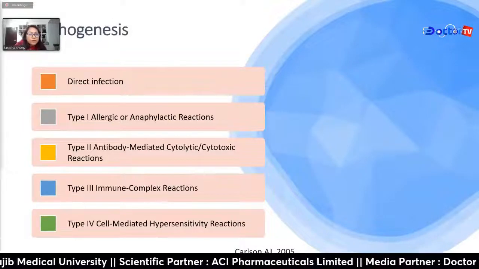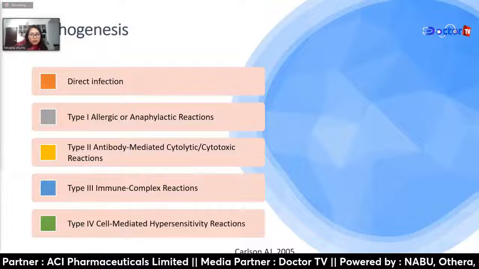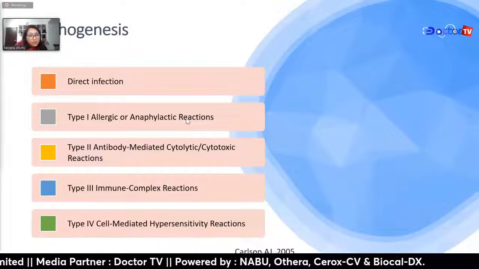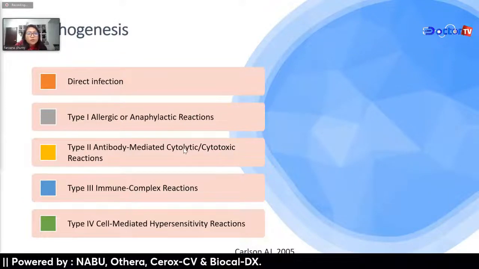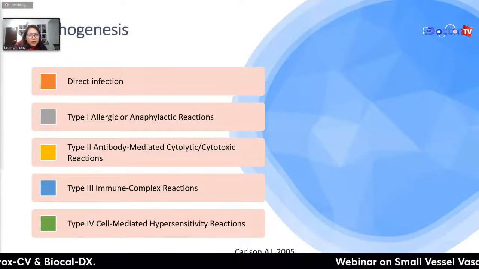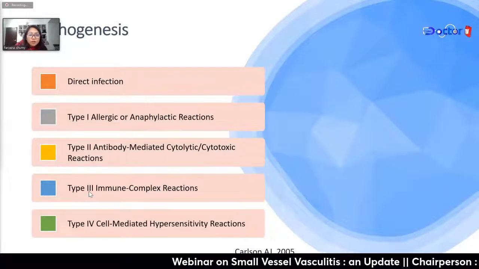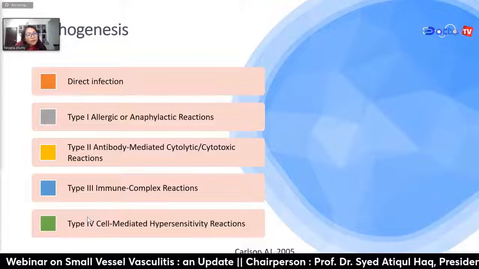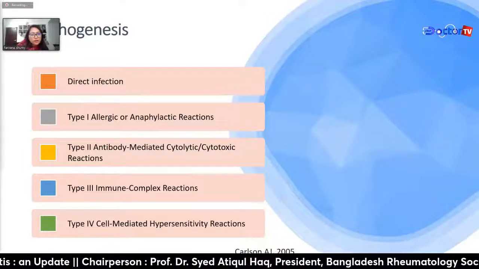It could be due to diarrheal infection. It could be due to type 1 allergic or anaphylactic reactions, as in EGPA. It could be due to type 2 antibody-mediated cytotoxic reaction, like GPA, MPA. It could be due to type 3 immune complex reaction, like cryoglobulin vasculitis and IgA vasculitis. It could be type 4 cell-mediated hypersensitivity reaction, as in giant cell arteritis or Takayasu arteritis.